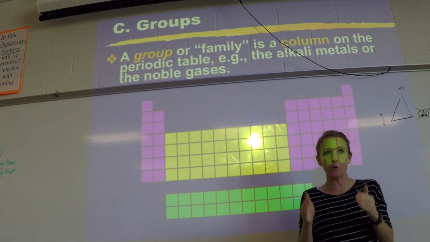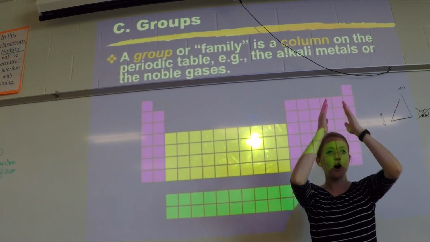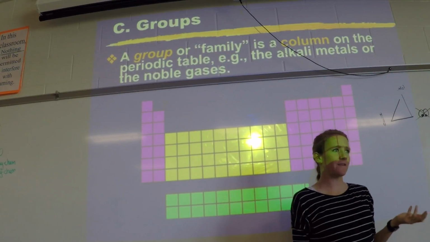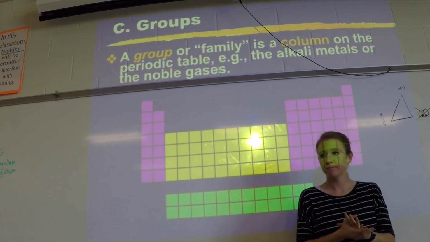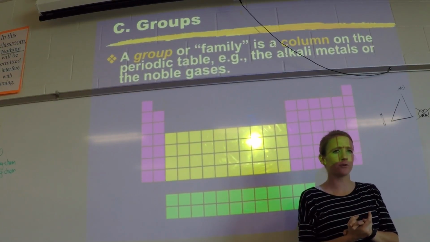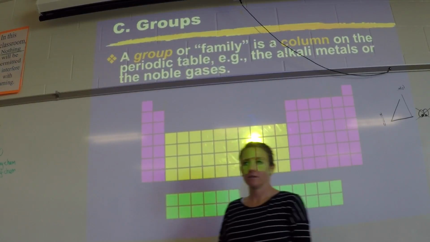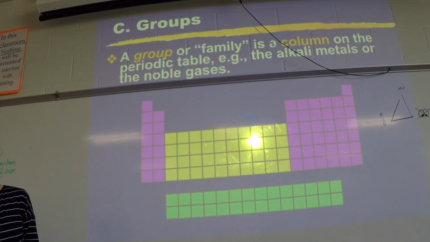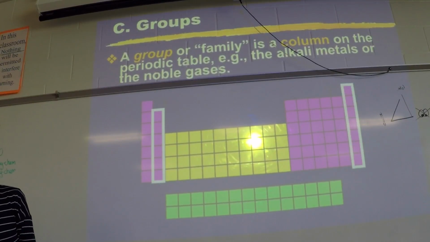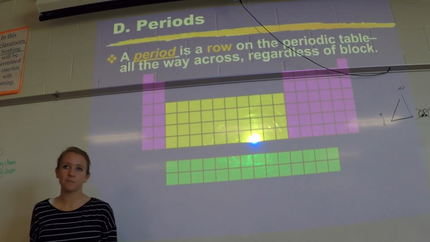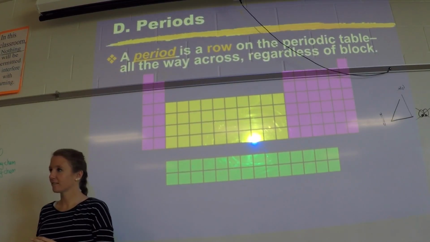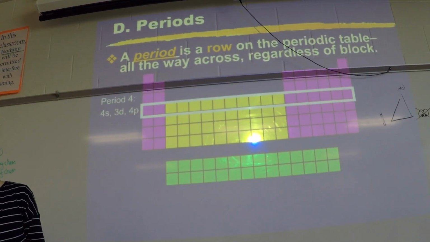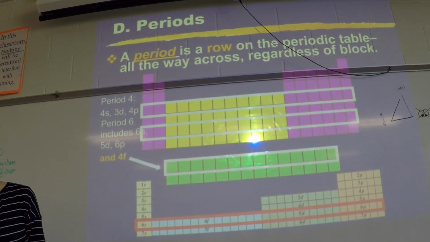use the word group, I mean a column. You also could use the term family. Family or group are what we use for column. Okay? And then what's the word I use for a row? Because we don't really call them rows, we call them periods. Right? The rows on the periodic table are known as a period. Okay? So some vocabulary to be aware of.